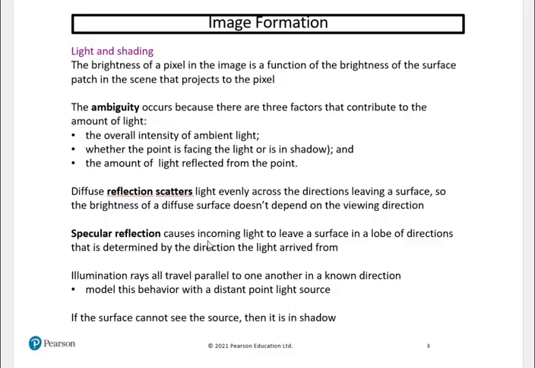Illumination rays all travel in one direction. Obviously, behavior depends on the distance from the light source. The main source of illumination outside of the sun is the sun, sorry, whose rays all travel parallel to one another in a known direction because it's so far away. So essentially, we model this behavior with what's called a distant point light source. And this is the most important model of light. And it's quite effective for indoor scenes as well as outdoor scenes.